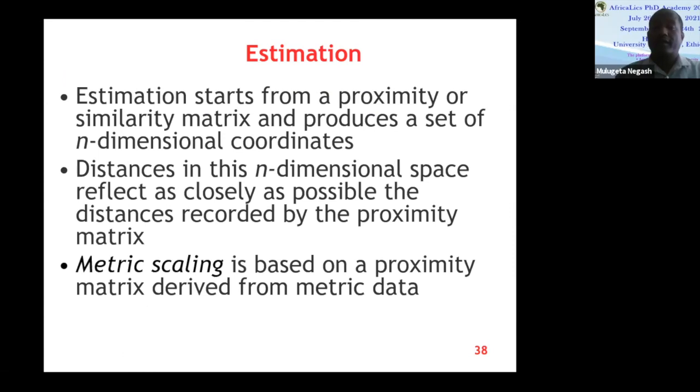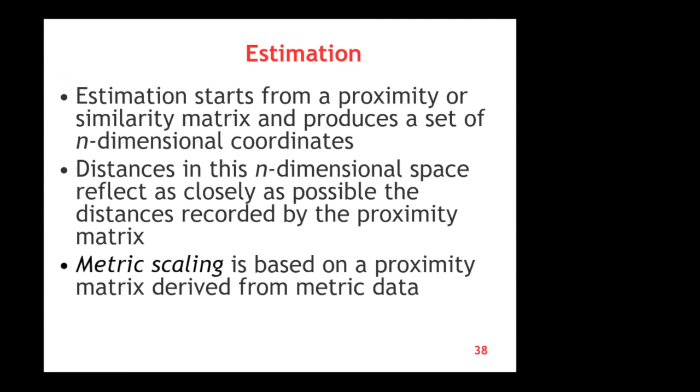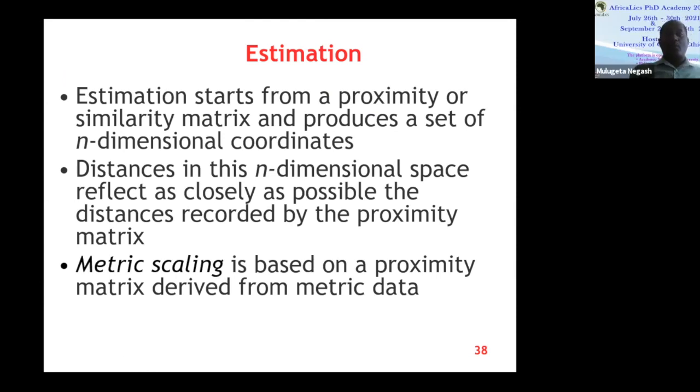Okay. Yeah. So what we were discussing on the decompositional and compositional is already what we have said. In the decompositional, we do the assessment as an integrity. In the compositional, we evaluate attributes based on specific characteristics: price, shelf life, taste, whatever. And the other one is estimation. This estimation starts from a proximity or similarity matrix and produces a set of n dimensional coordinates, and the distance in this n dimensional space reflects as closely as possible the distance recorded by the proximity matrix.